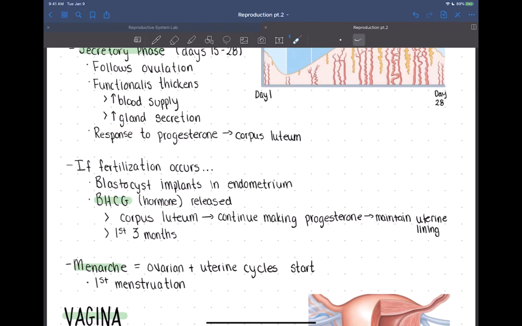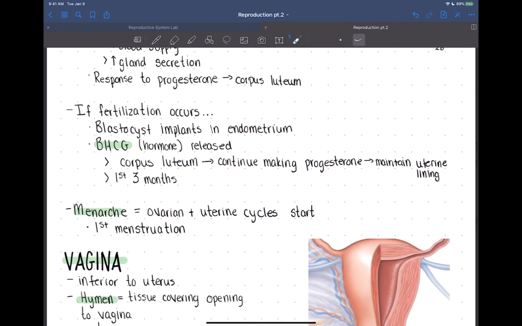And that will occur for the first 3 months of pregnancy. The corpus luteum will be making progesterone until the placenta can take over the necessary functions. It's formed and it can take over. So that's if fertilization occurs.